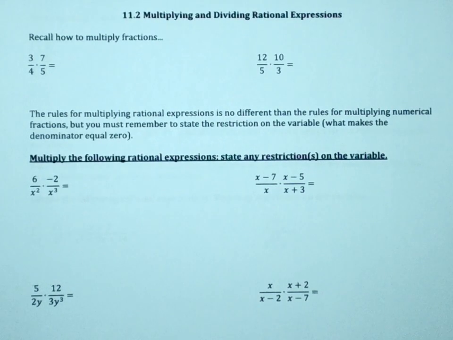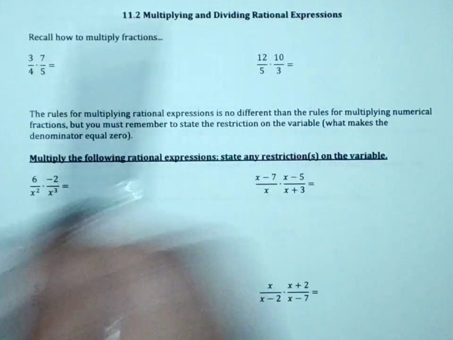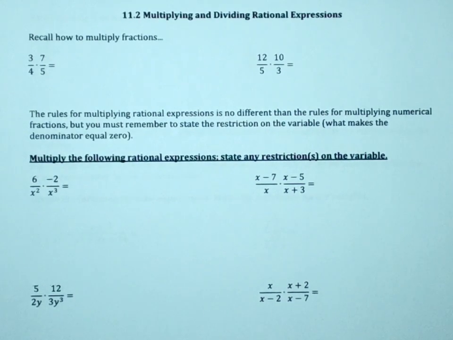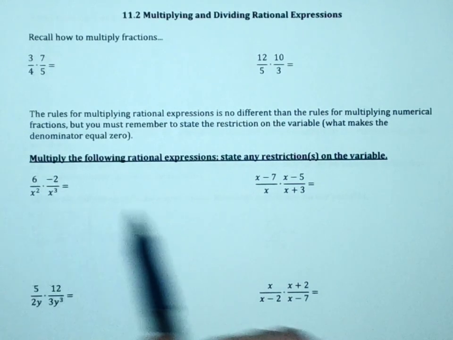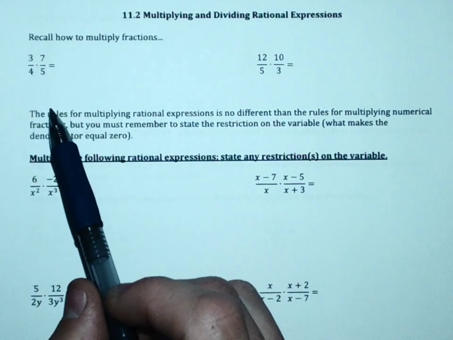We're going to be talking a lot about fractions. Chapter 11 is all about fractions. It's fractions with exponents, with polynomials. That's what rationals are. So we're going to do a lot of fraction refreshing. Okay. So today, 11.2. Multiplying and dividing rational expressions. Before we get into rationals, which have variables, let's remind ourselves how to multiply fractions.